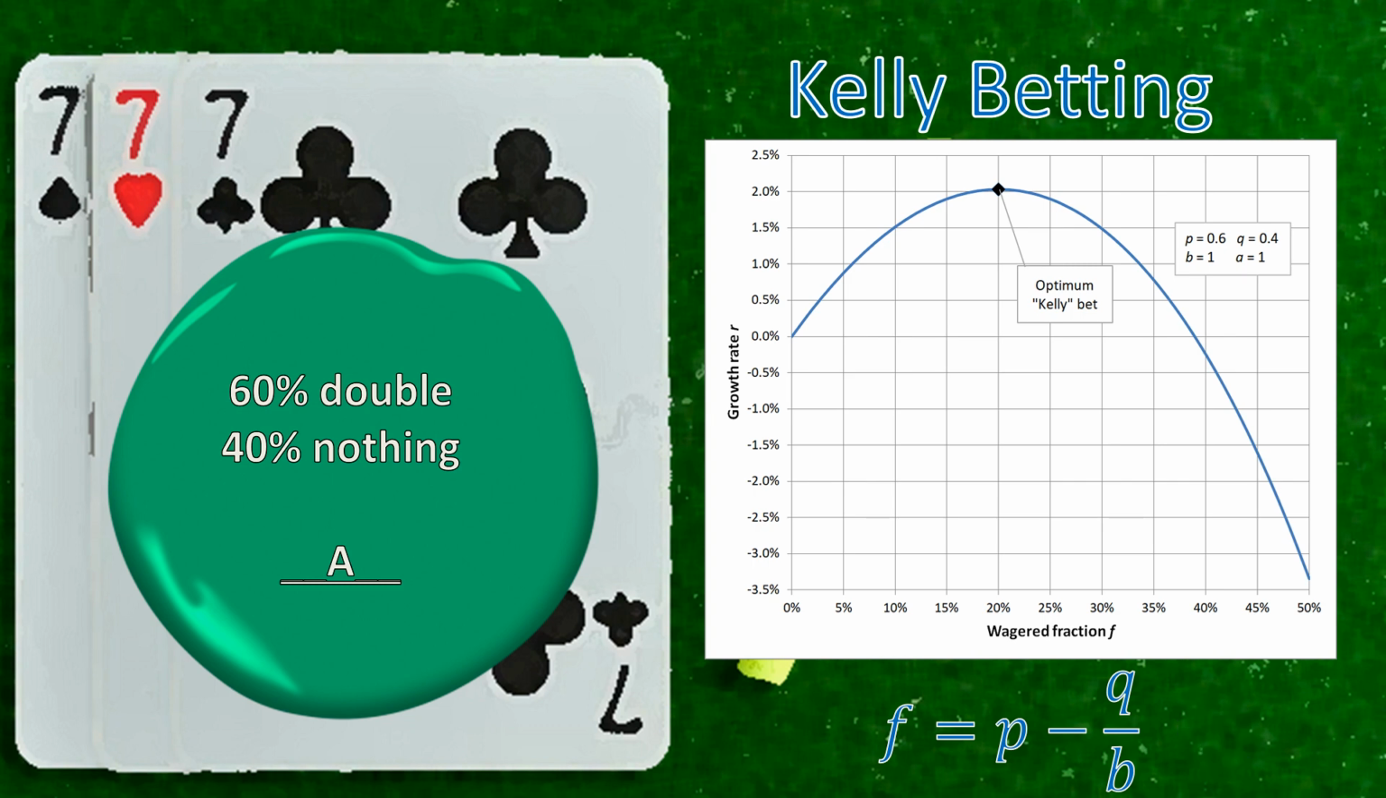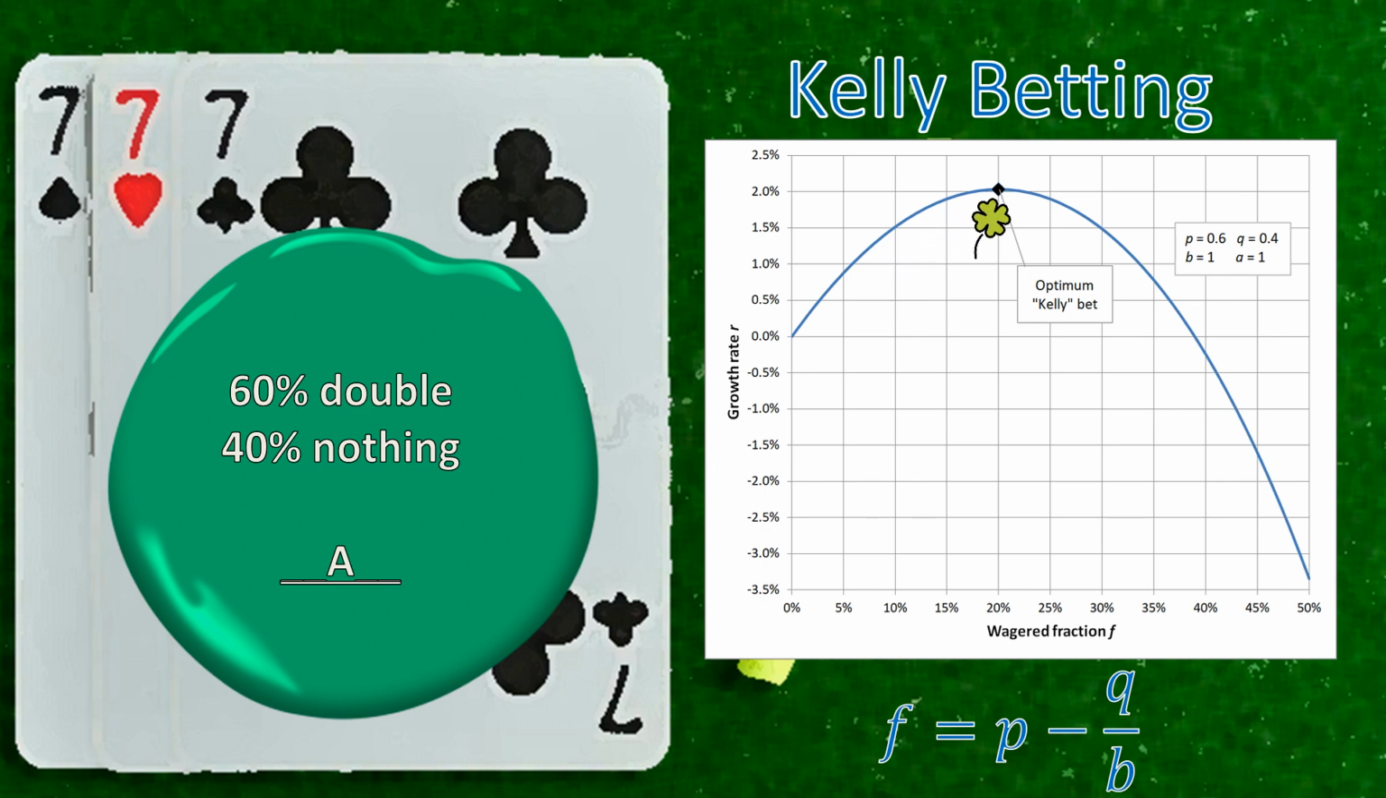The graph on the right shows the result of the growth rate for different wagered amounts in this theoretical scenario. The scenario is a bet where you are 60% likely, so P equals 0.6, to double your money, but 40%, Q equals 0.4, to lose your money. The best bet is when you wager 20% of your savings on each bet, and that will give you a growth rate of 2%, which is the peak of the curve.